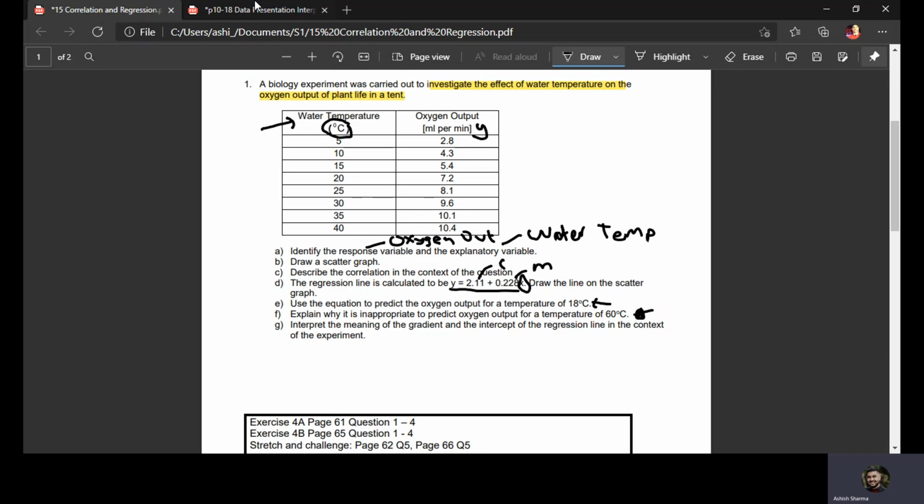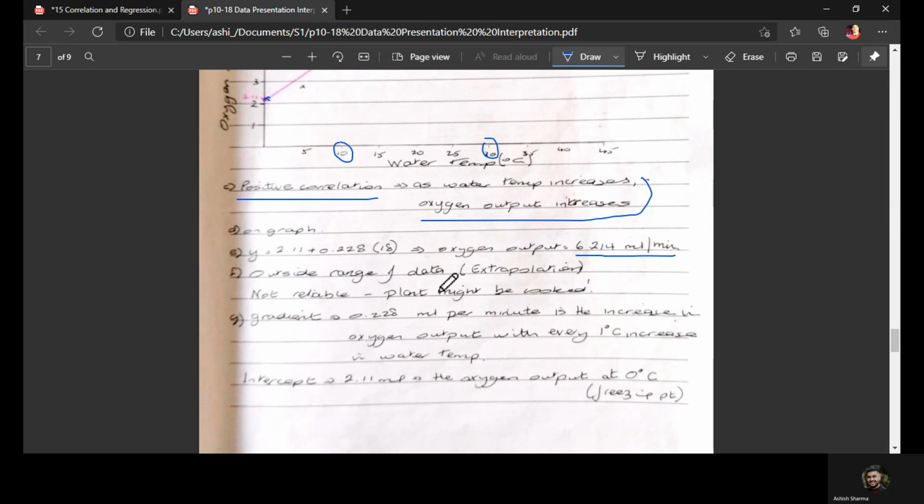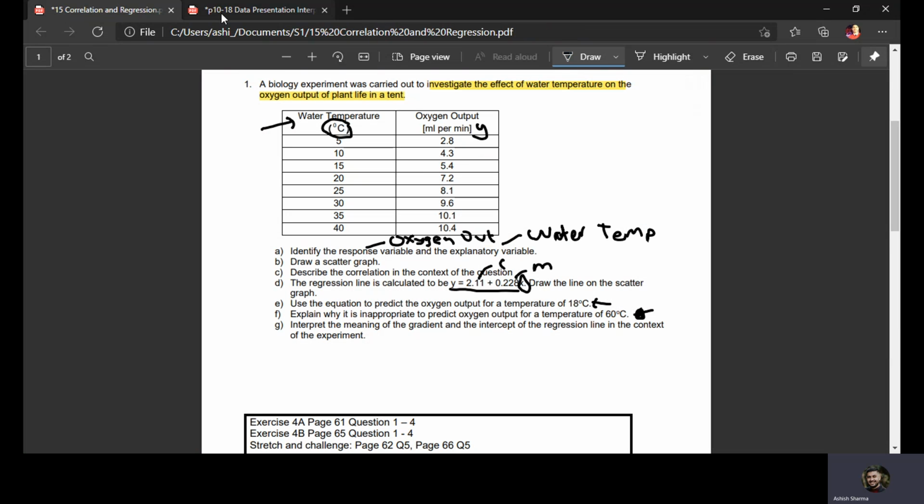But when you get to 60 degrees, I think that will be outside the range of data, definitely. And it's not reliable. The plant might burn. It might just be cooked. A human being at that temperature will probably burn quite badly, let alone a plant. So always think about that in context. And this sort of question here is quite interesting. And they like asking this.